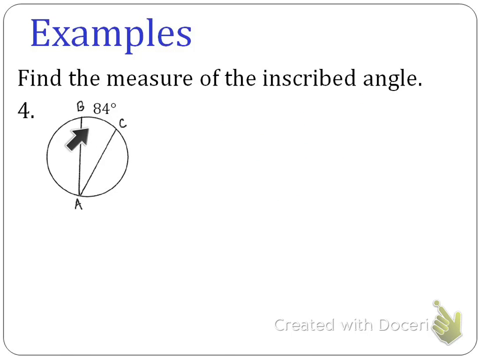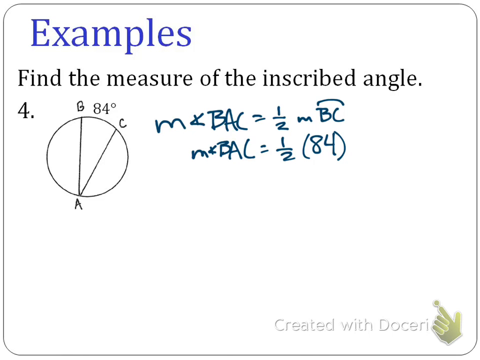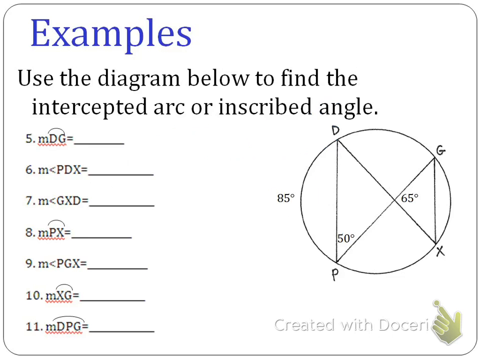Next example, again, we're going to have the measure of this arc, so the measure of that inscribed angle is going to be half that size. This will be the formula, formally speaking. We plug in 84, and this inscribed angle is 42 degrees.